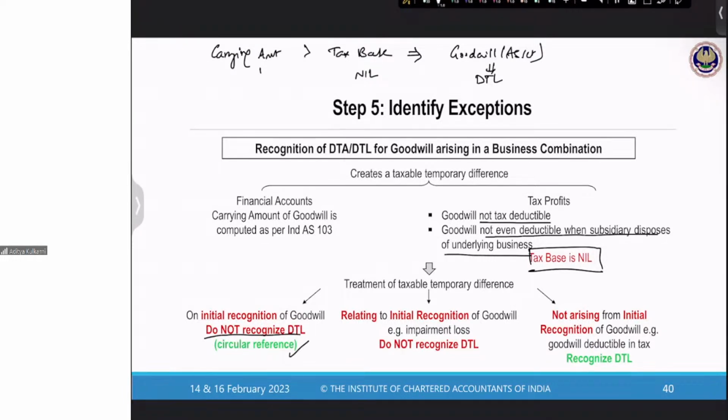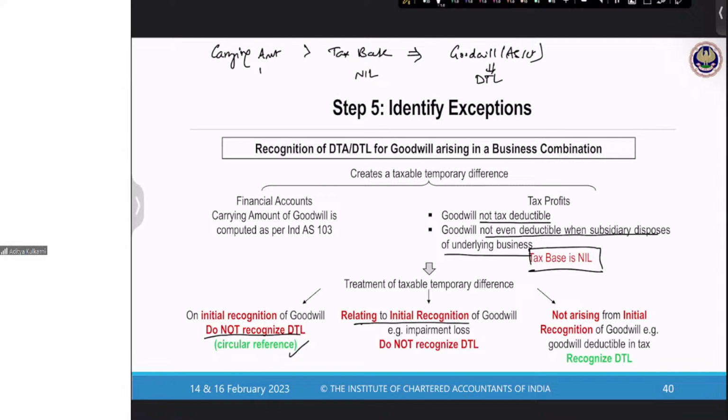On initial recognition of goodwill, relating to initial recognition of goodwill. So what does this mean? See, in consolidation, we had done a case where the goodwill gets impaired. Now, the goodwill was recognized in the carrying amount, in your accounting records, but this goodwill was not there in the tax base, in the tax records, so its impairment also will not be there.